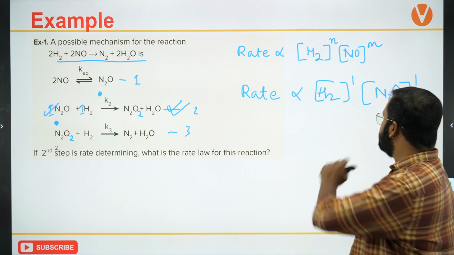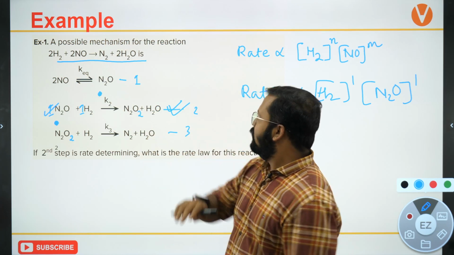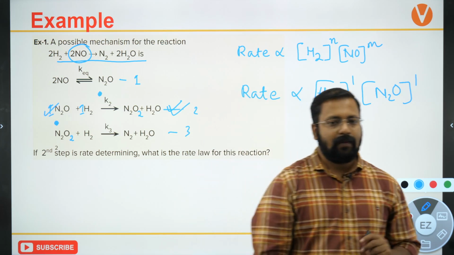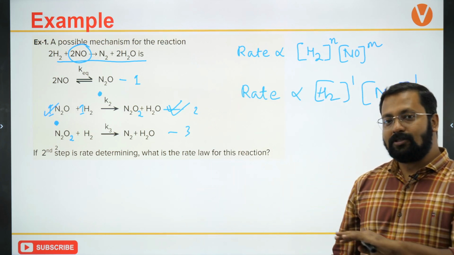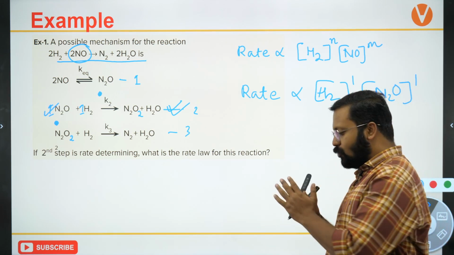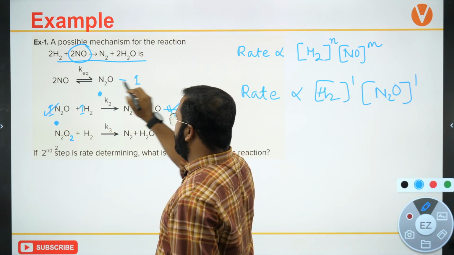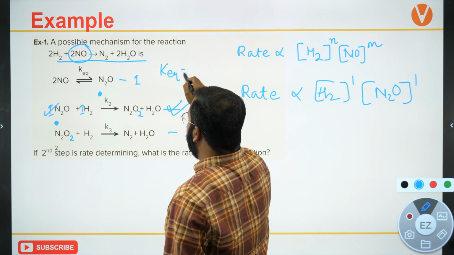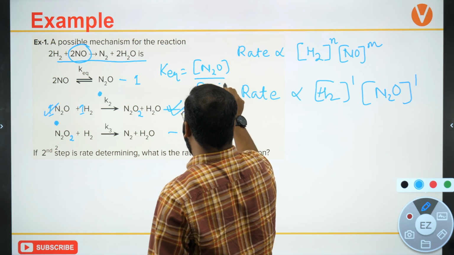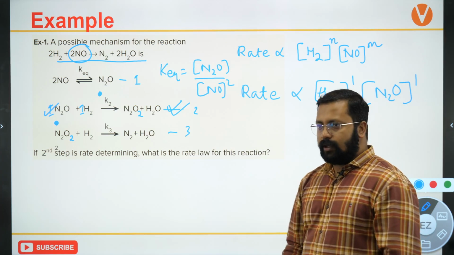Now the point is N2O is not a reactant. Tell me, N2O is not a reactant. NO is the reactant. Clear? NO is the reactant, N2O is not the reactant. So remember, I need to identify a relationship between N2O and NO, which is the reactant. So what is the relationship between N2O and NO? I will write K equilibrium as N2O upon NO whole square.